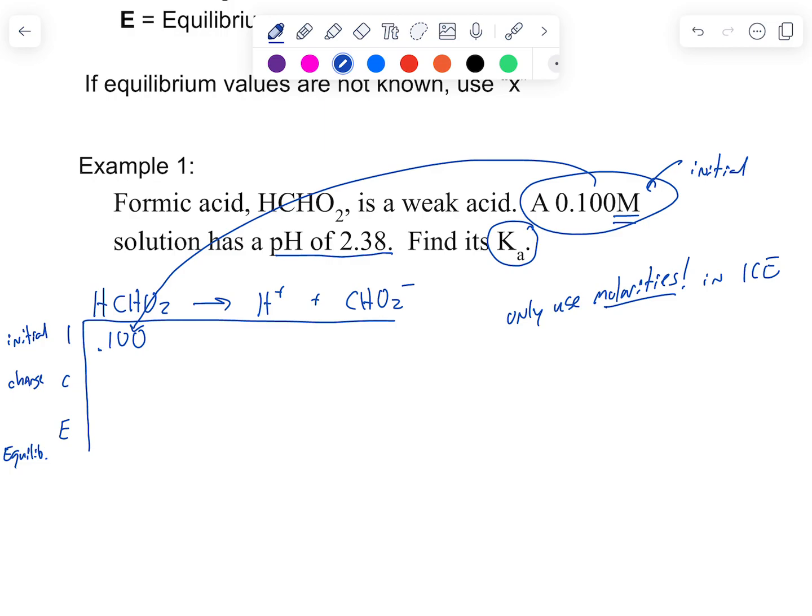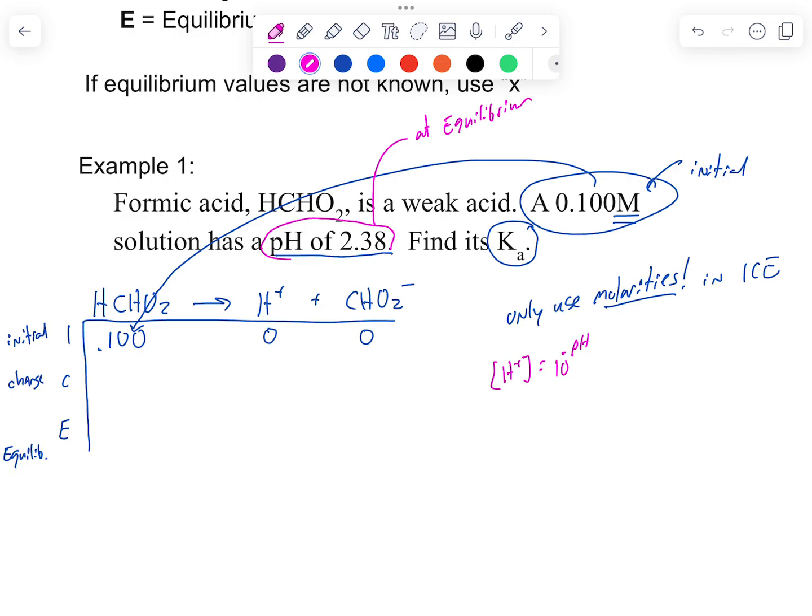Okay, so we began this problem with the initial concentration of the acid. There's none of this at the beginning because our acid has not separated yet. But notice that they also told us the pH. If they told us the resulting pH value, that means it's at equilibrium. That means it goes in the bottom row. So let's find our H plus concentration, 10 to the negative pH.